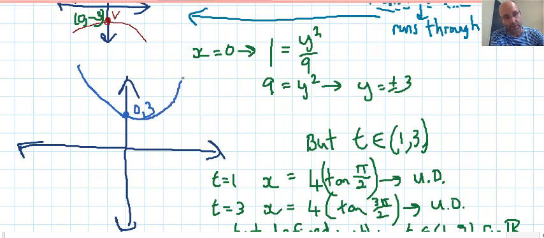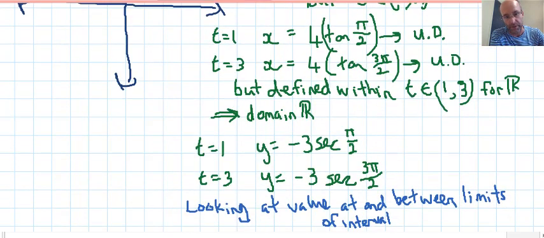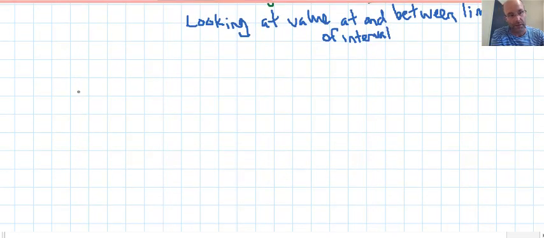So all x values between 1 and 3 are fine. Sorry, not all values between 1 and 3. For x, all values are fine, within the parameter for t that was given, but for x, all real values. For y, it'll only go down to 3, and it'll go up to positive infinity. So the domain and range can be written. It's only the top branch, so that leads us on to the domain and range for the actual curve.